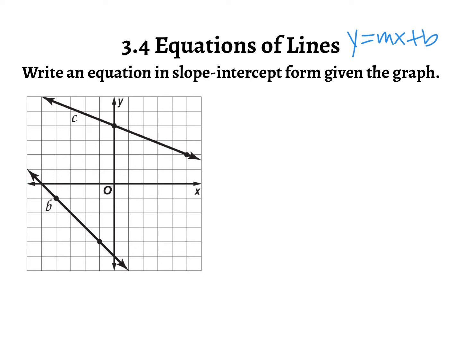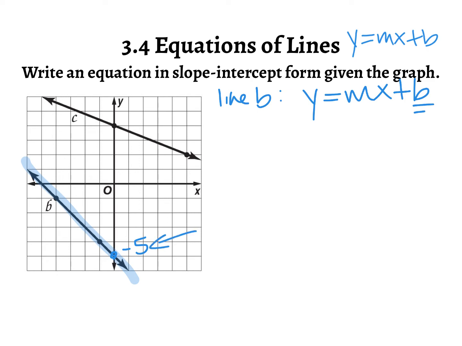Let's start with line B. I'll do this one in red. Line B is going to be over here. So for line B, I have y equals mx plus b. The y-intercept is down here. 1, 2, 3, 4, 5. Negative 5 is the y-intercept. Okay, so I can replace this right here with negative 5.